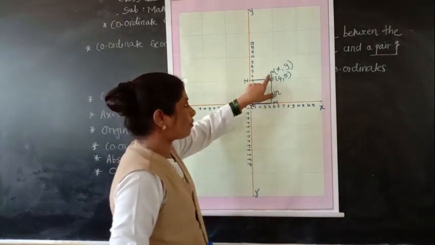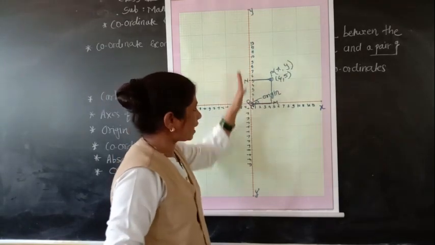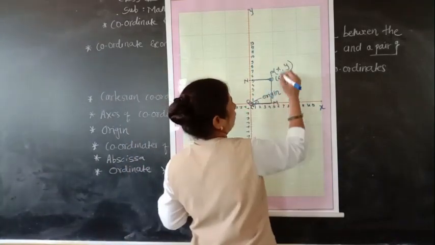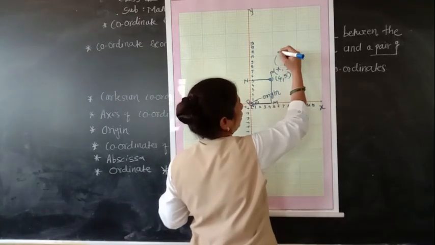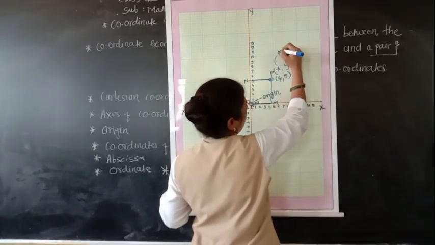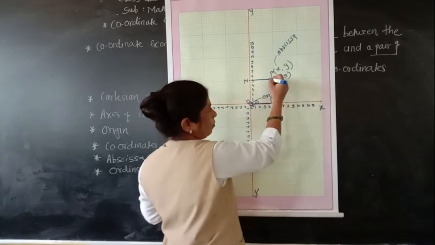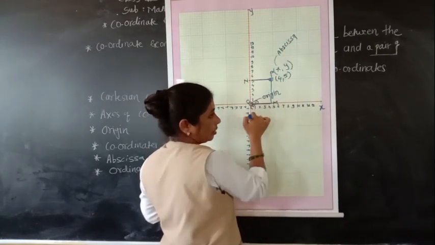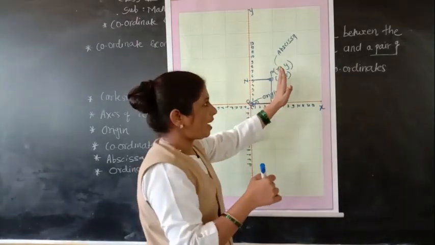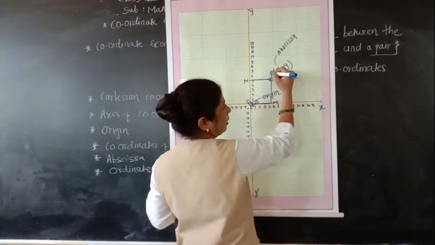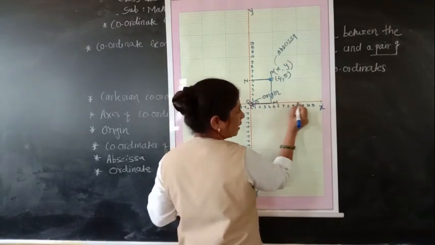So the position of point P from which axis? Y-axis. So it is called abscissa. Y-axis means your x coordinate. So it is called abscissa. The position of point P from the y-axis is called abscissa, and the position of the point P from which axis?